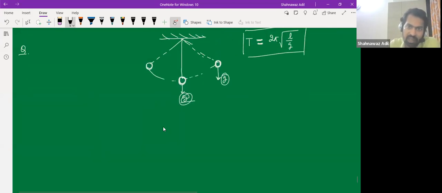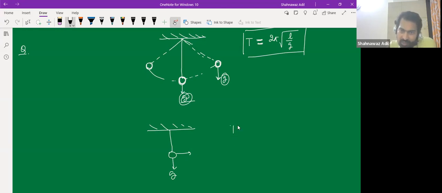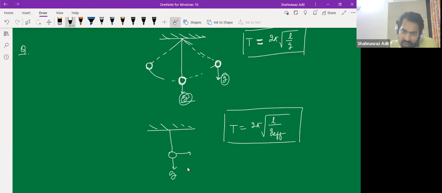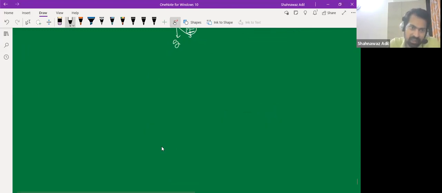But whenever you have a different kind of force, let's say this is gravity, and let's say you have other kinds of force as well. So let's say you are applying some force in this direction as well. Then the time period would be 2 pi root L by some G effect. And there is a method to calculate G effect: we calculate the resultant force, and then we calculate this G effect. So this question is based on this property. Let us understand the question.